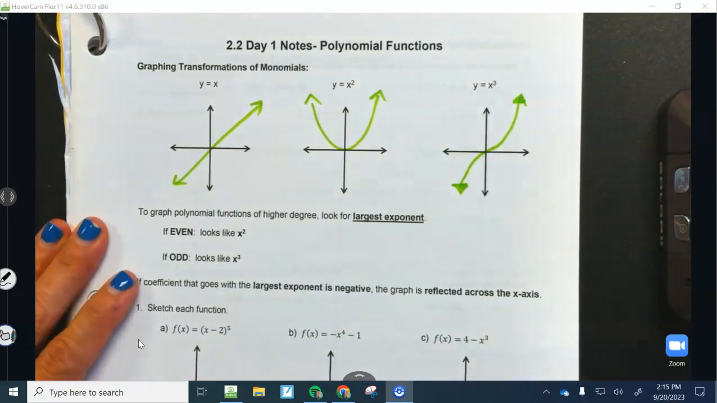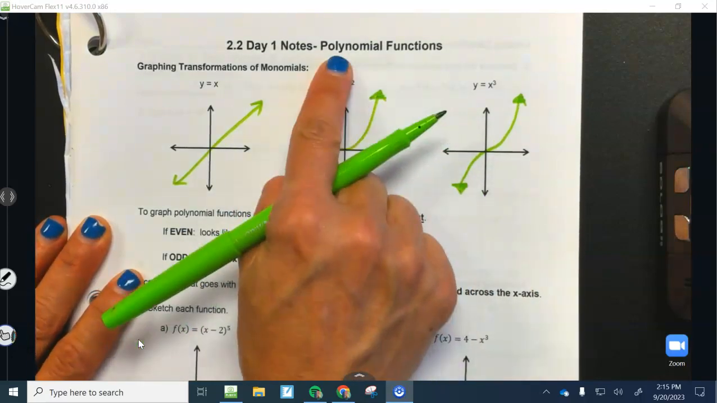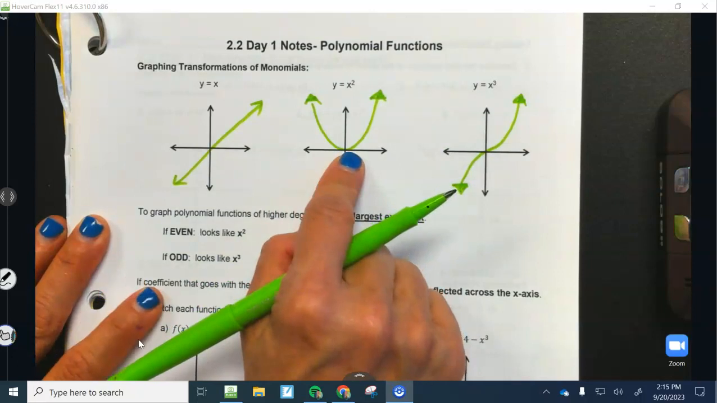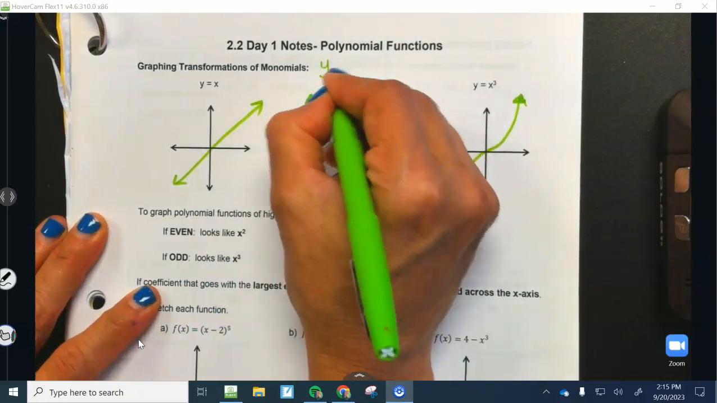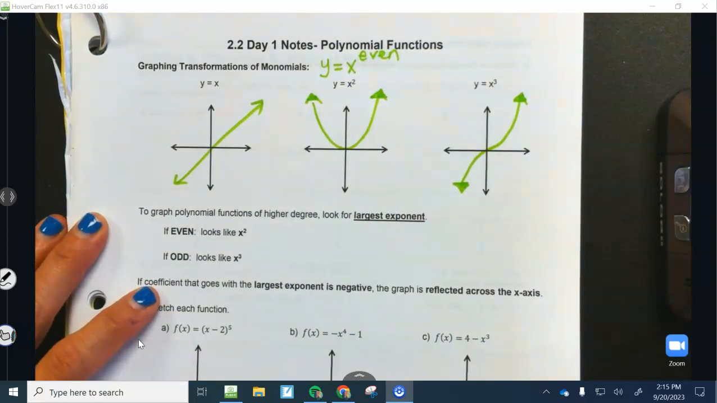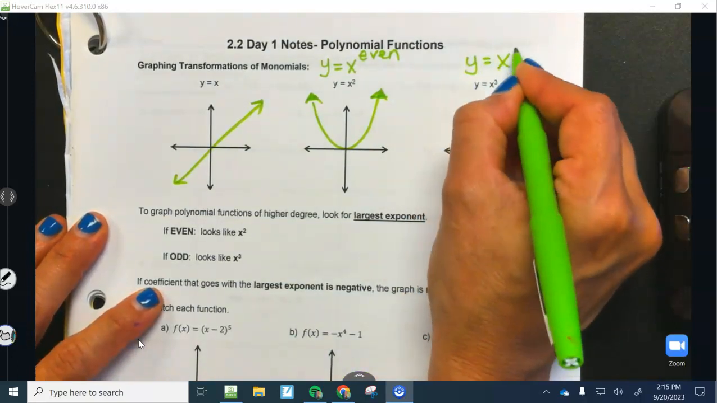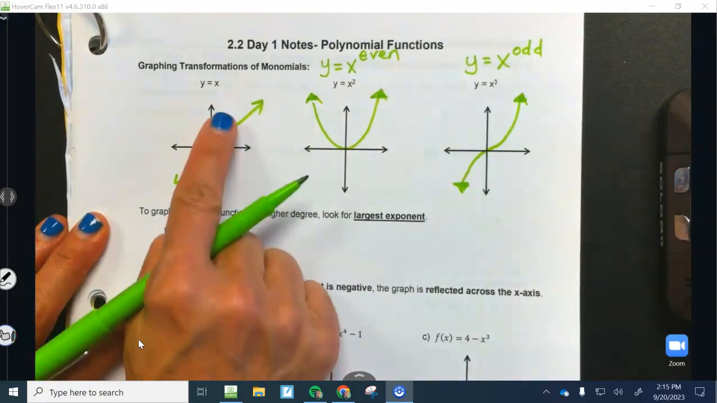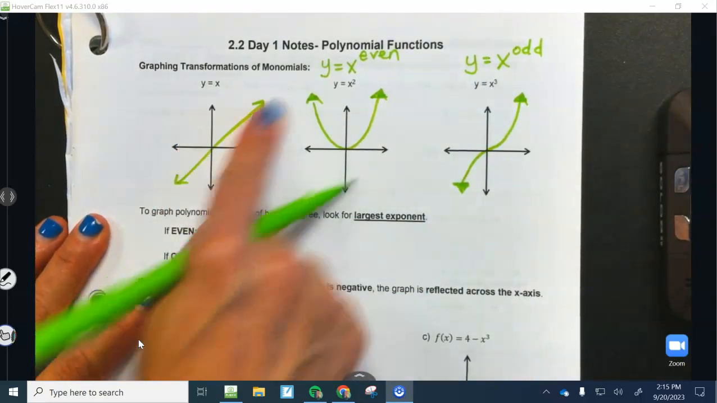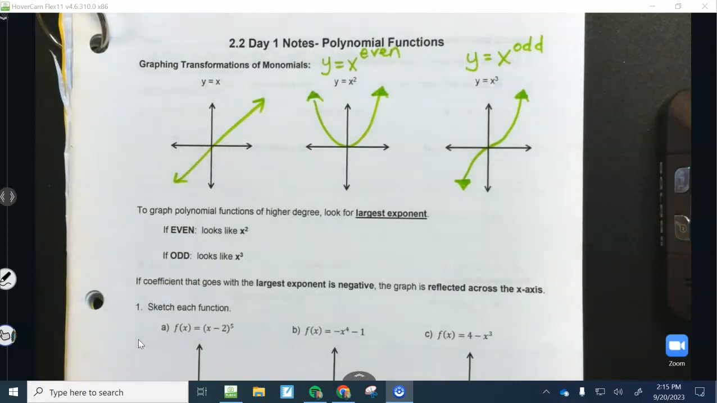So the good news is all of your even polynomial functions are going to behave like this. So I'm going to write y equals x to any even power. It's going to look like that, as long as the power is even. This is going to look like any odd power except 1. 1 belongs to that. All right, there's some more stuff that they have in common.